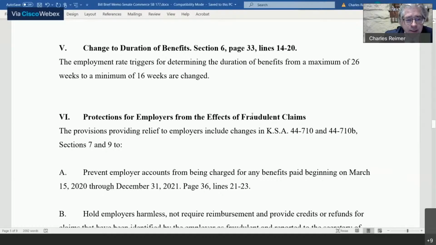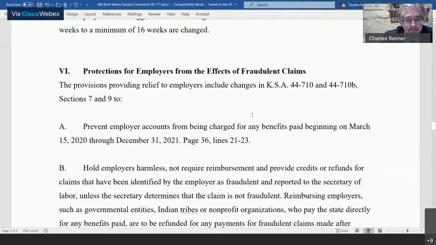There are changes to the duration of benefits. As the committee recalls, the duration of unemployment insurance benefits is determined by the level of unemployment in the state, and those employment rate triggers are changed. That is at section 6, page 33. So you can take a look at that.